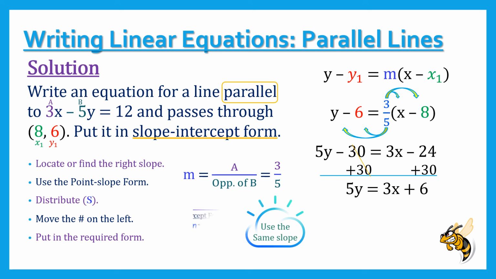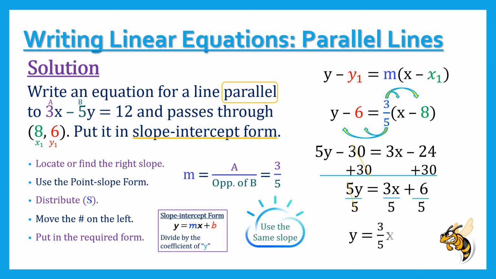Since they want us to put it in slope intercept form, which is y equals mx plus b, we need to divide by the coefficient of y. In this case, it is 5, so divide everything by 5. Therefore, y is equal to 3 over 5 x plus 6 over 5. And that's your final answer.